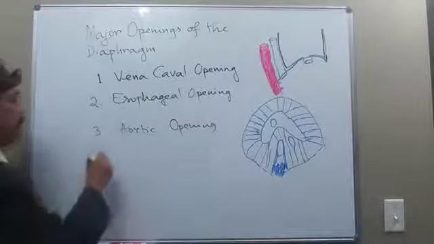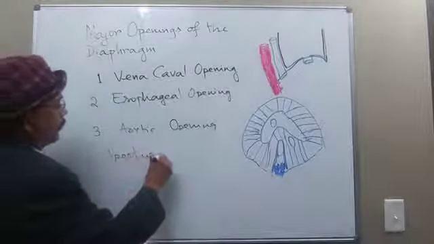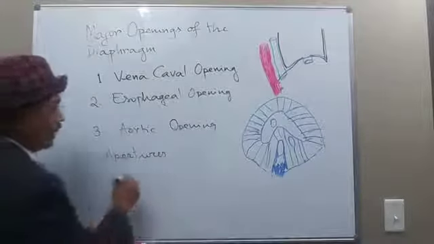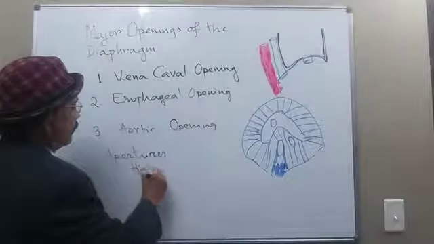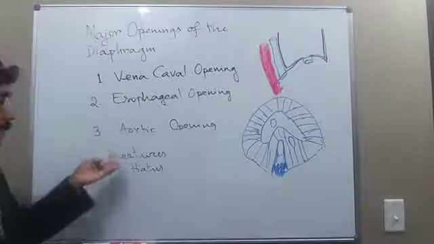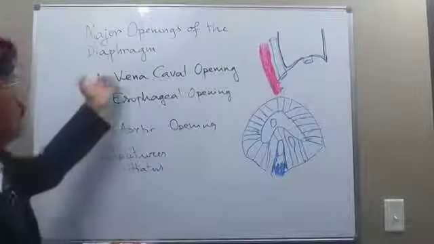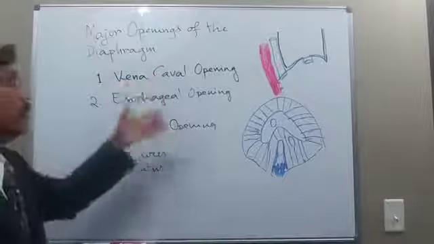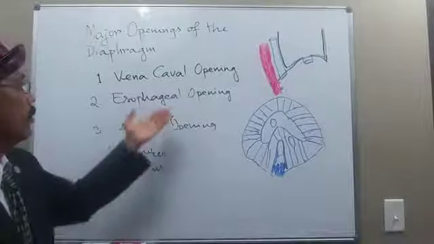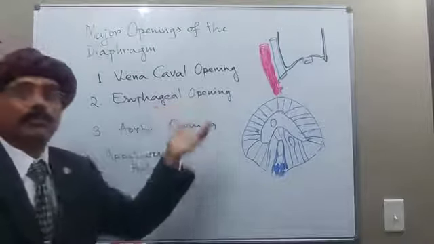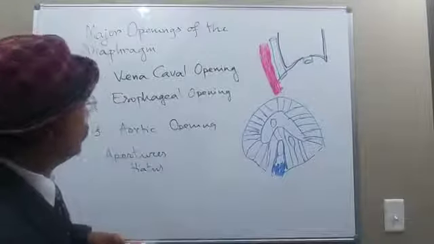Openings are also called apertures, also called hiatuses. So openings are always interchanged with apertures or hiatuses. Vena caval opening, sometimes called just caval opening. Esophageal opening, same as esophageal hiatus. So we'll go through those openings.